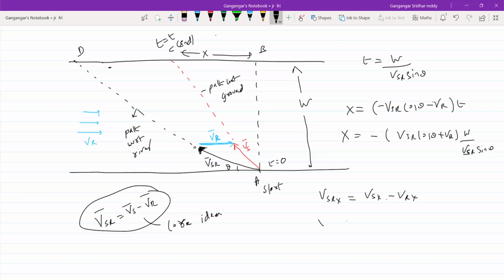So the drift depends on what? Let me substitute all this. What is the direction? So this will be VSR cos theta. VR will be towards right. If you take towards right as positive, VSR bar was towards left, so negative. So I'll put it as VR minus VSR cos theta.